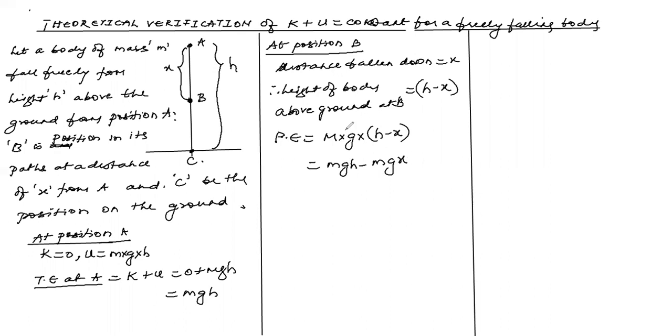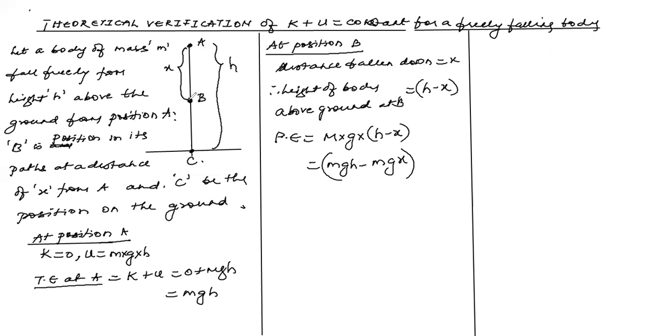Mg gets multiplied with h, mg gets multiplied with x. So this is it. Potential energy is so much: mgh minus mgx. Please see it, okay? They are different, mgh and mgx. But you know, beta, at B it also has kinetic energy.